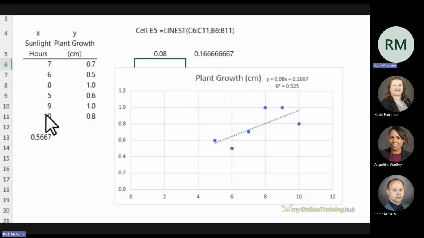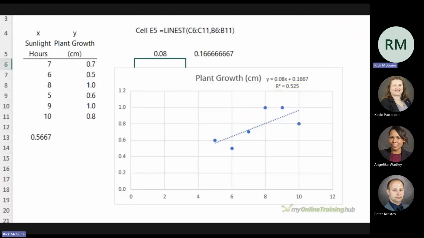The R² value, also known as the coefficient of determination, is a statistical measure that explains the strength of the relationship of a linear regression model. It's a number between 0 and 1, where 0 indicates that the model does not fit the data at all, and 1 indicates that the model perfectly fits the data. To put it simply, here we can say 52.5% of the plant's growth is a result of the sunlight hours.